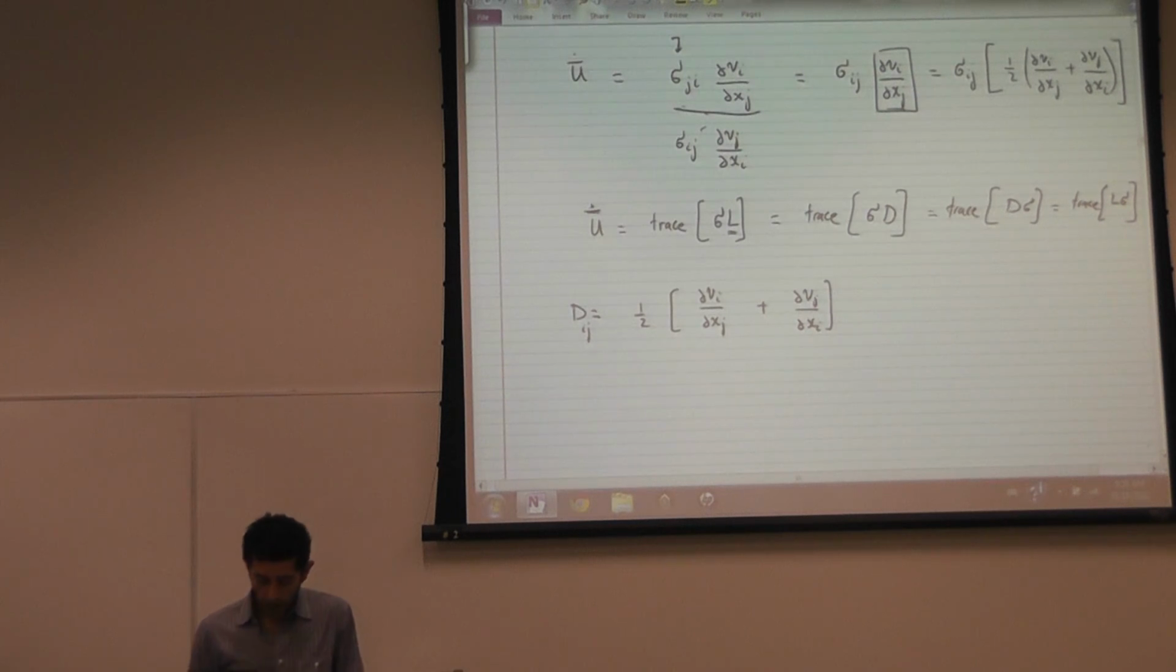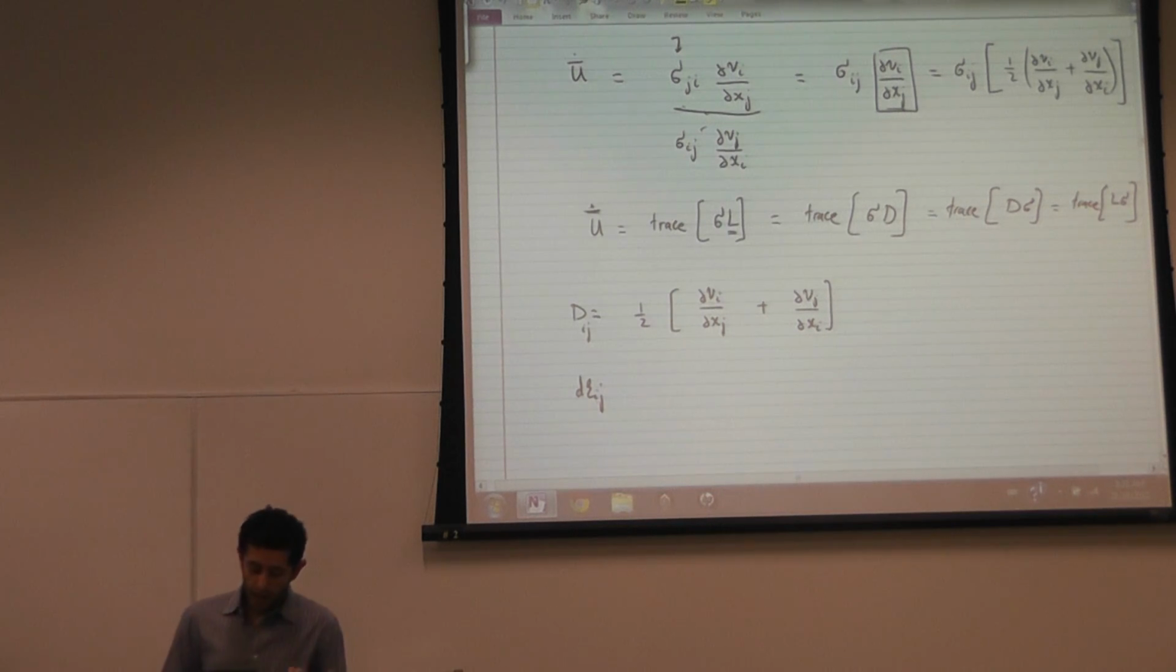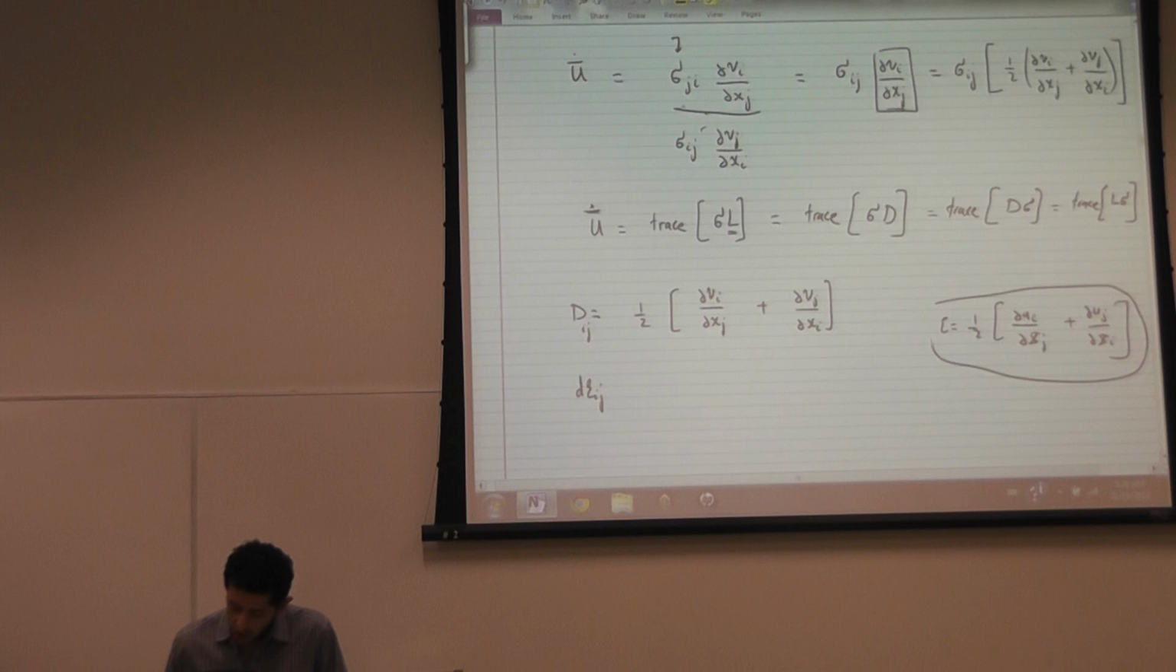And let's look at what epsilon ij is equal to. Epsilon ij, the small strain, was defined, if you remember, as half partial ui by partial capital Xj plus partial uj by partial capital Xi. This was the initial definition of the small strain matrix.